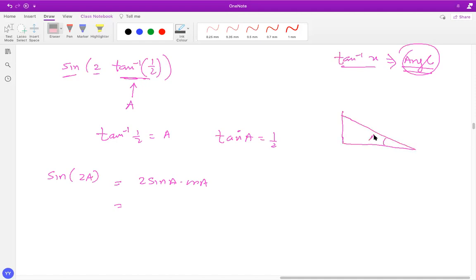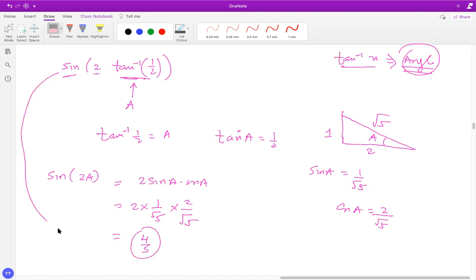So that gets A. This is A, and so this is 1 and 2. So this becomes root of 5. So sine of angle A is actually 1 over root 5, and cos of angle A is 2 over root 5. So what we do is basically 2 times 1 over root 5 times cos A, which is 2 over root 5. So that becomes 4 over 5. So this value, we could get it.